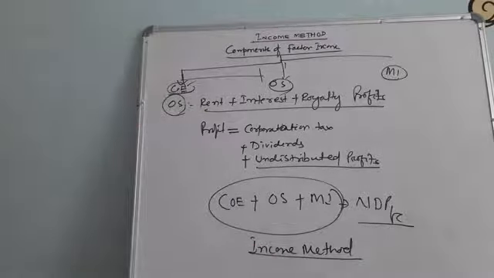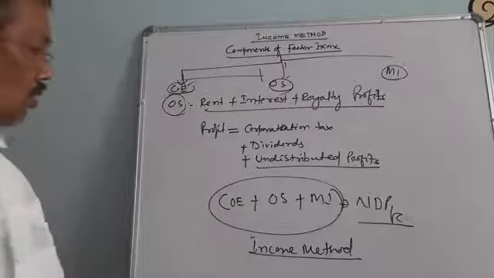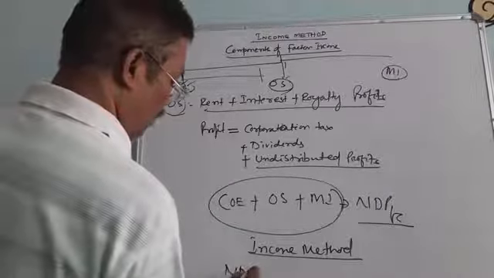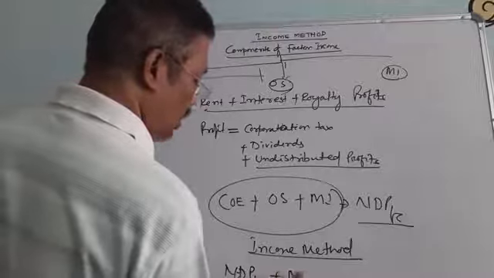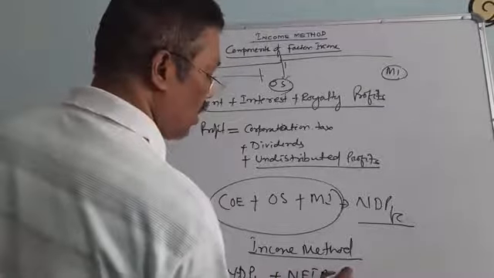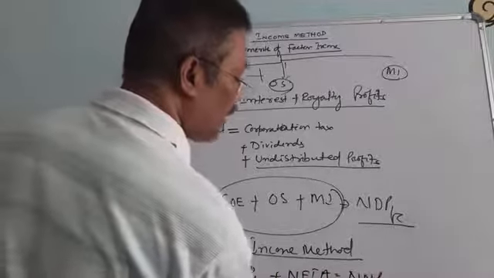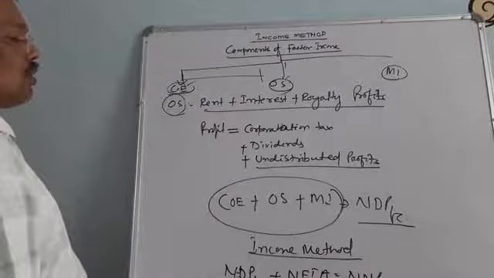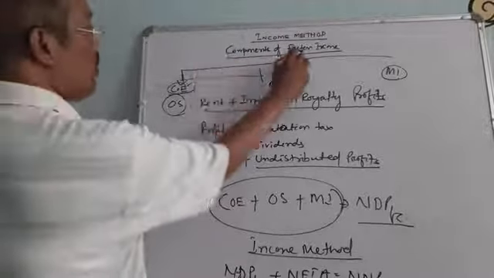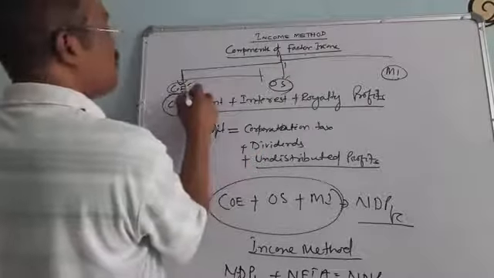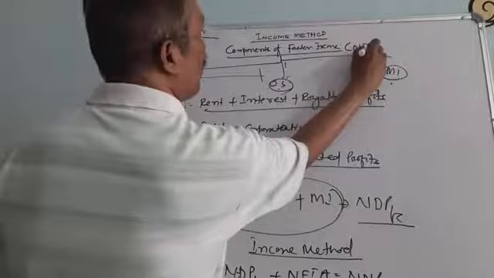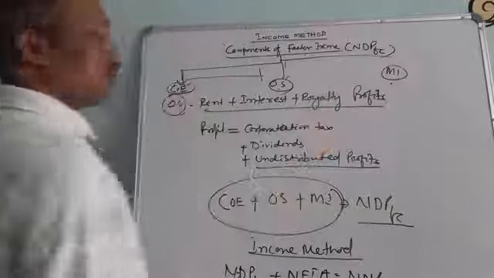By income method, if we know NDP at factor cost plus net factor income from abroad, then we will get NNP at factor cost, that is called national income. So these components of factor income, whenever we are adding compensation of employees, operating surplus and mixed income, this is to be called the NDP at factor cost.